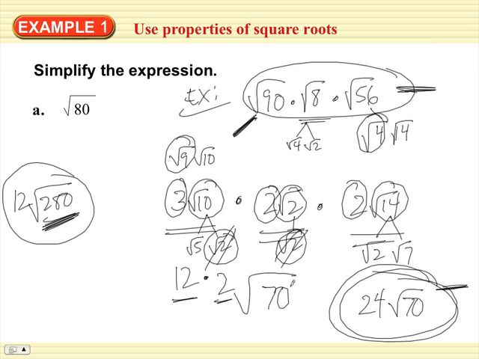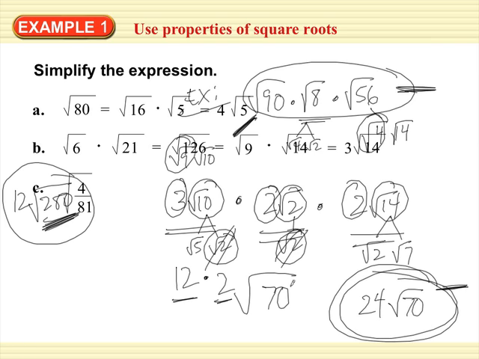Anybody get 24 roots of 70? Not bad. Not bad. Okay. Those of you who didn't get 24 roots of 70, hopefully you saw what you might have missed. Okay. Let's see. If you got that one, you're probably pretty good at this. Let's try a harder one.